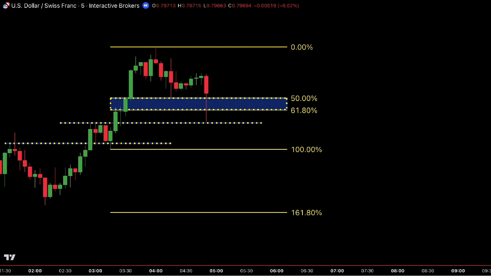Price breaks below the Fibonacci discount zone, rejects strongly, and then closes back above the zone. This is the liquidity sweep we were waiting for, the move that confirms this discount zone is a real smart money area. We also have confluence.